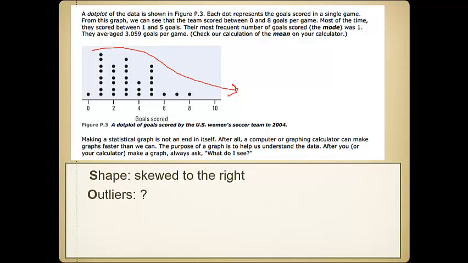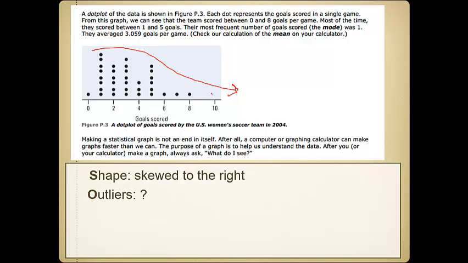Secondly, are there any outliers? Meaning, are there any really high or really low, out of the ordinary pieces of data? Now here, on the low end we have 0, and there's only one of those, and on the high end we have 6, 7, and 8, but I would not really call those outliers. And whether or not something is an outlier is really a judgment call.